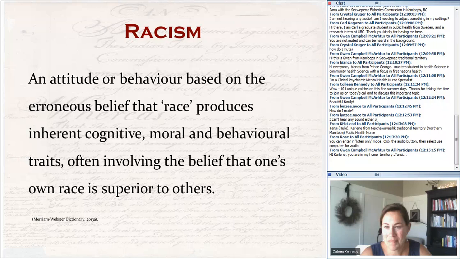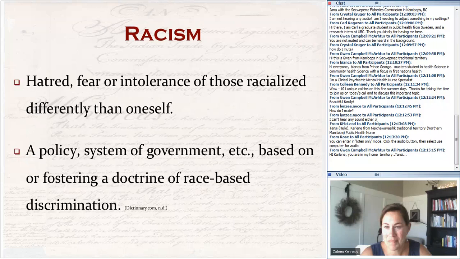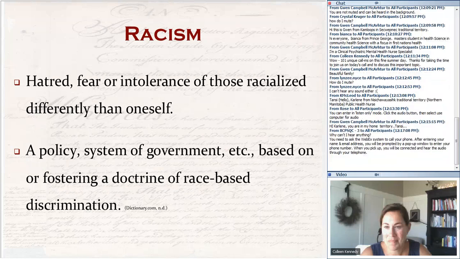But there's some difference, but it's not benign. So in the next slide, this is a continuation of this definition. The first bullet really talks about what most people think of when they think about racism, right? That's fear and intolerance and hatred of people who've been racialized other than oneself.